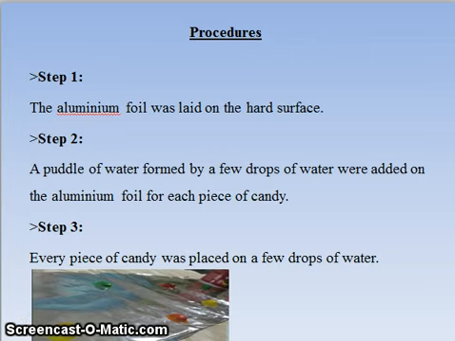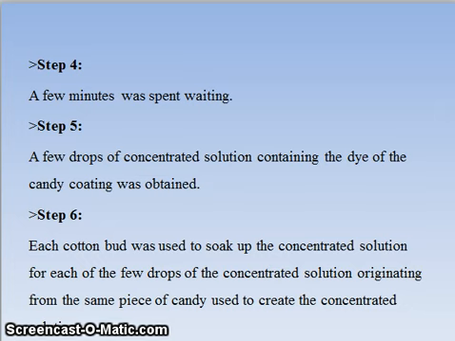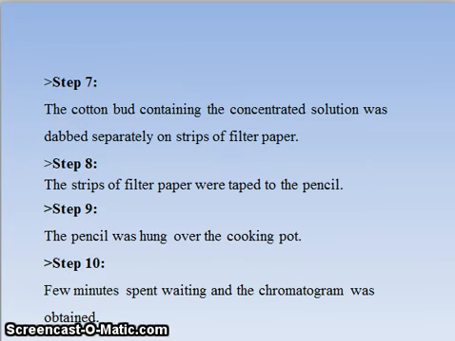First, the aluminum foil was laid on the hard surface and a few drops of water were added for each piece of candy placed on the aluminum foil. A few minutes later, a few drops of concentrated solution containing the dye of the candy coating was obtained. Each cotton bud was used to soak up the concentrated solution. After that, the cotton bud was dabbed separately on strips of filter paper. Those strips of filter paper were hung onto a pencil, and finally the chromatogram was obtained.